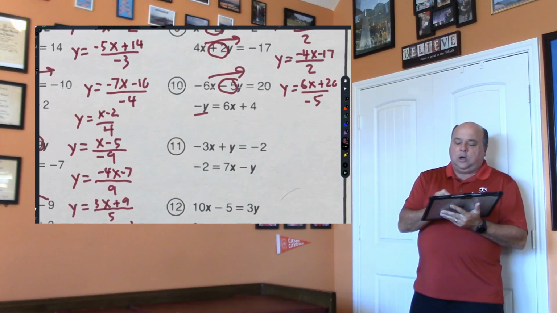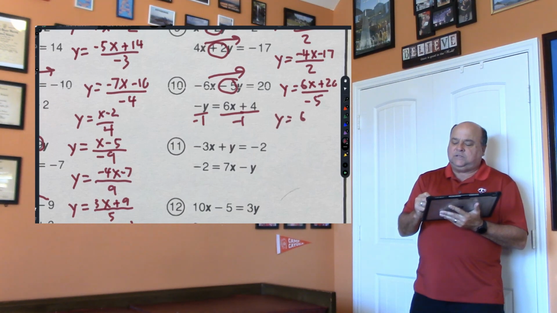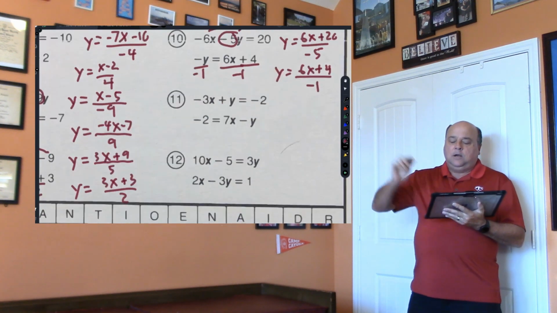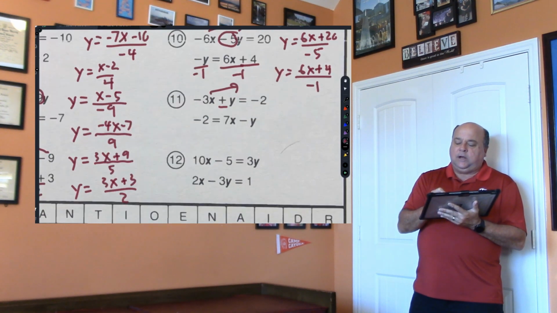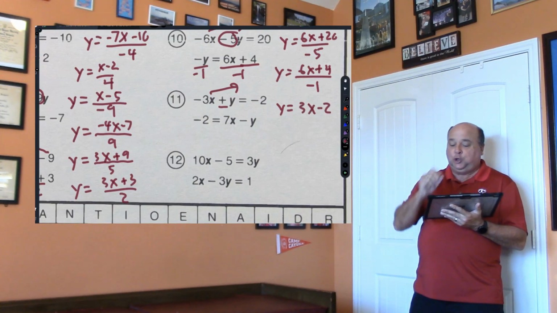On this one right here, all we got to do is divide by negative 1. So y equals 6x plus 4 over negative 1. Number 11, the x flips. We don't have anything in front of y. So y equals 3x minus 2.